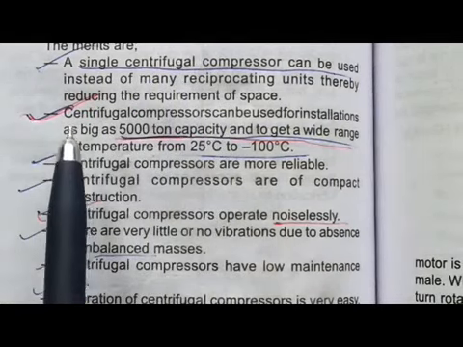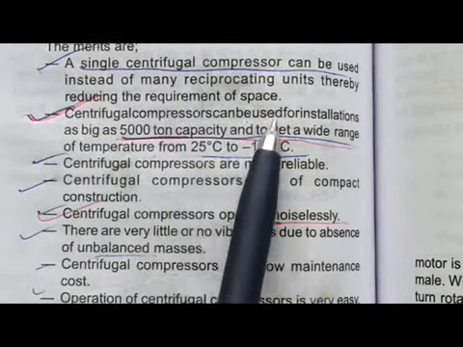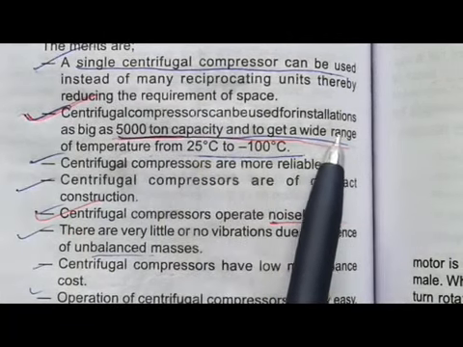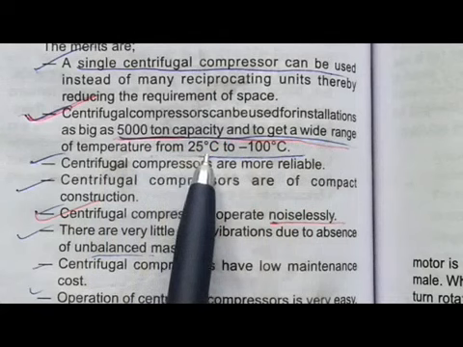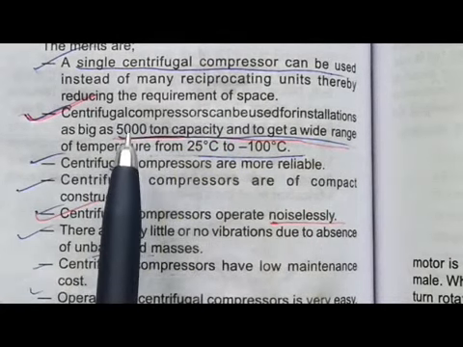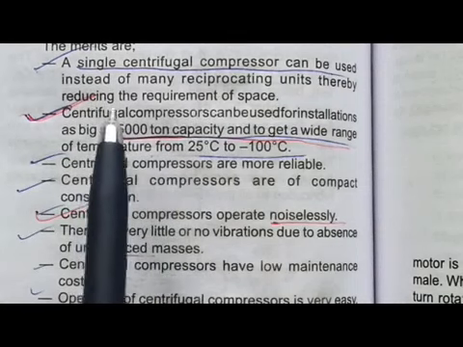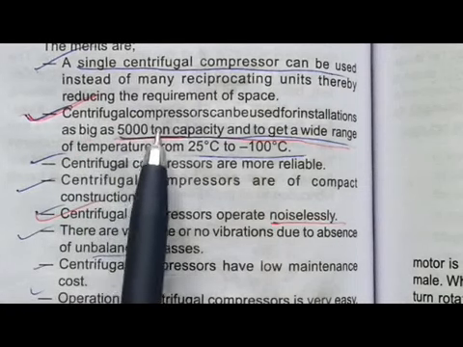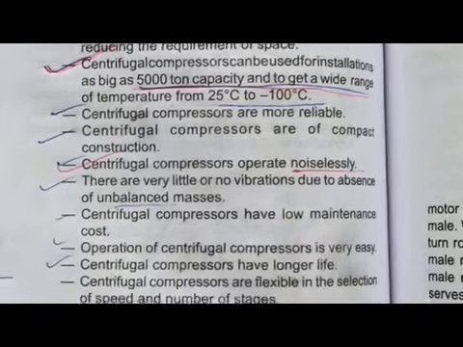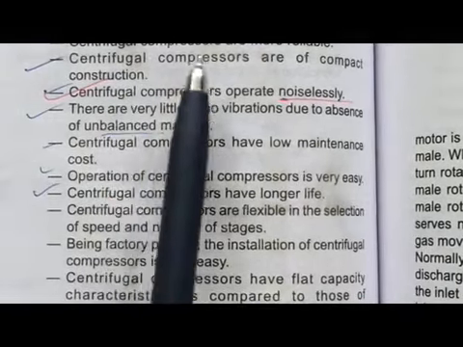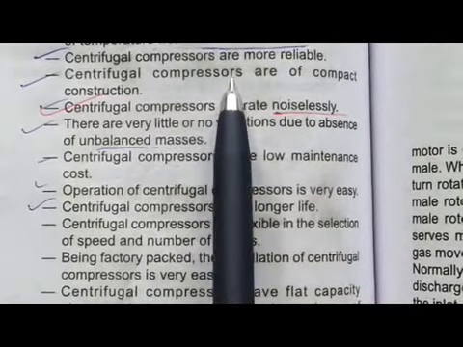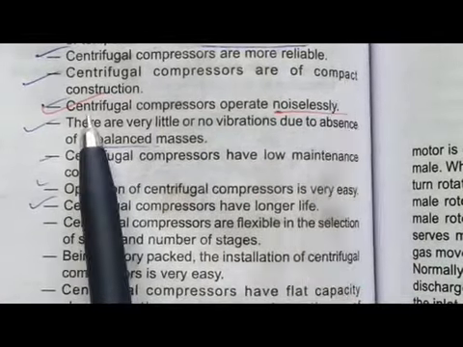The centrifugal compressor can be used for installations as big as 5,000 ton capacity and to get a wide range of temperature from 25 to -100 degrees centigrade. This is the main reason that it is used for large air conditioning plants and for commercial purposes. Centrifugal compressors are more reliable, and they are of compact construction.